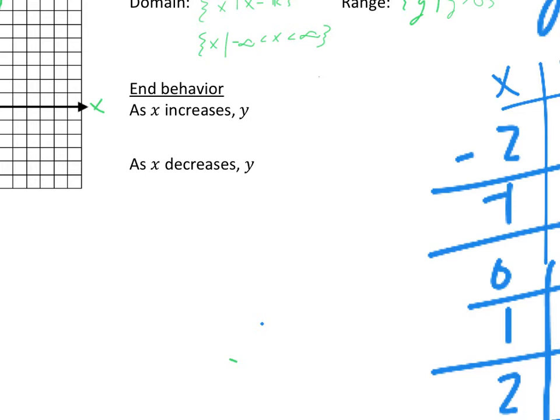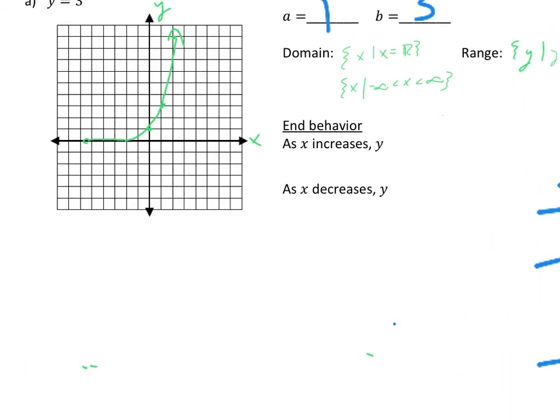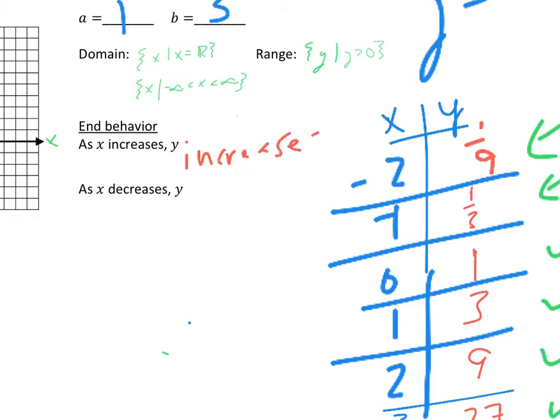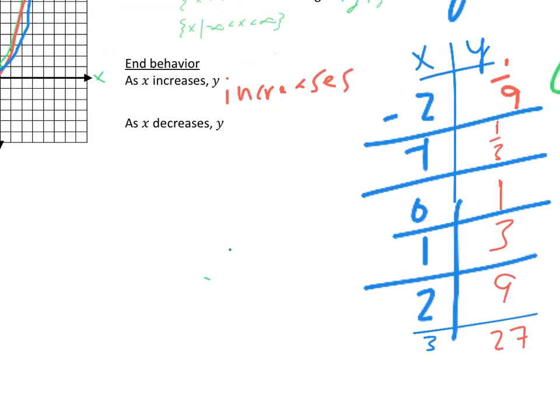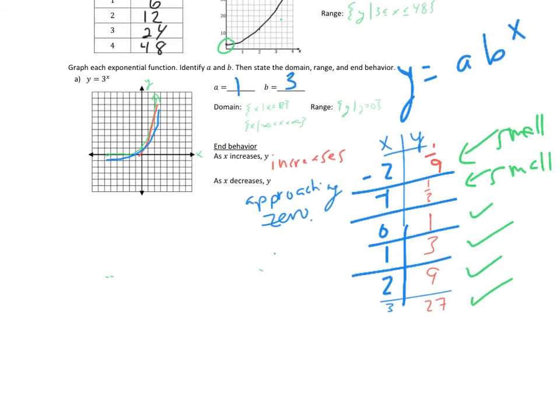The last thing we need to fill out is the end behavior. So as x increases, what happens to y? So I'm going to change my color here. So as x is increasing, what's happening to y? It's also increasing. And as x decreases, y does what? So again, changing the color, as x is decreasing, so x is getting smaller and smaller, what is happening to y? Well, here y is approaching 0. And that is our first example.